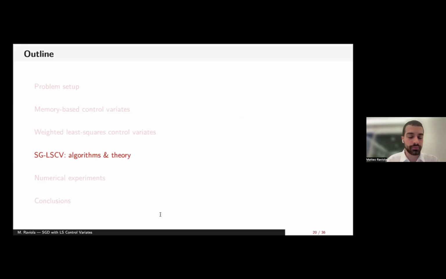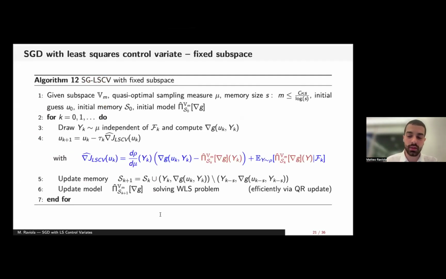And now let's get to the algorithm. The point of the algorithm is how do we choose this? The last thing to choose is how big the model should be. The first idea is just to say, okay, let's pick a model and have m be constant, so we have the same search space at all iterations. And this is the first algorithm that we propose, which is SGLSCV, so stochastic gradient with least squares control variate with a fixed subspace.